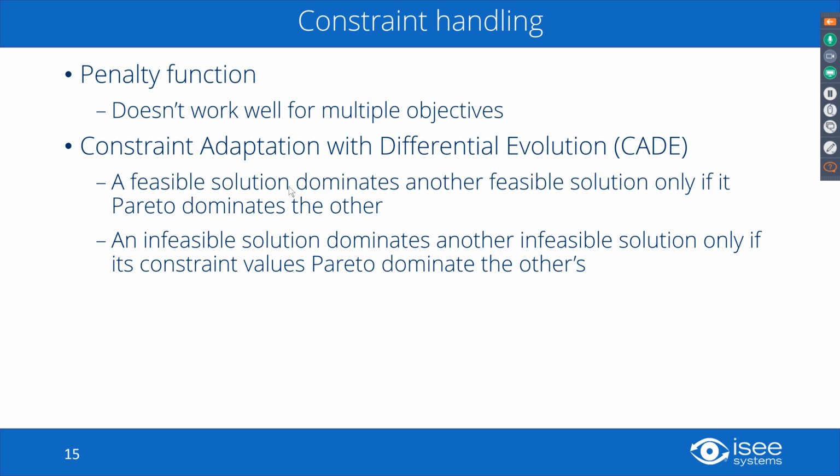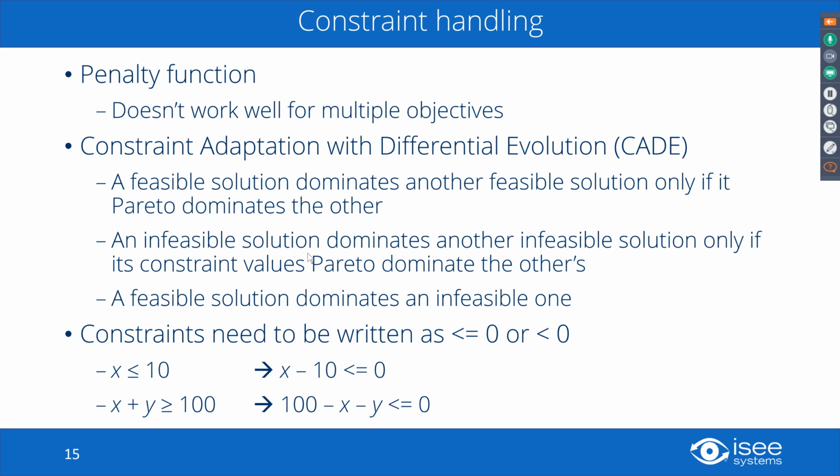An infeasible solution dominates another infeasible solution only if its constraints Pareto dominate the other one's constraints. So we're applying the same non-dominance idea to the feasible solutions for the actual objective function values, and for infeasibles, we're applying it to the constraints instead. And of course, a feasible solution will always dominate an infeasible one. And why is it important to keep these solutions around in multiple objective problems? Because otherwise you end up throwing out a ton of things that help you explore the corners of the search space. And you don't want to do that.